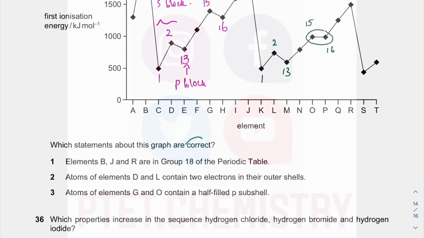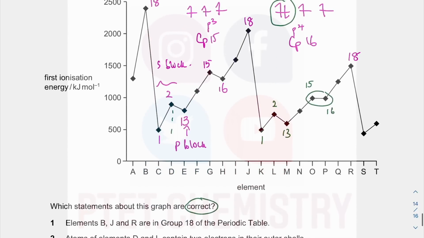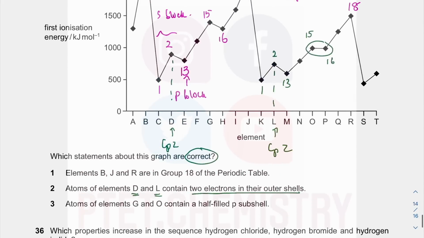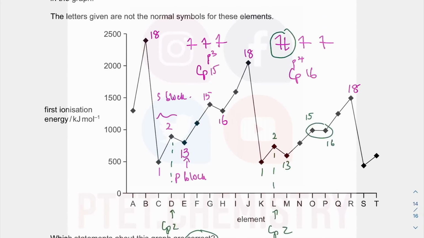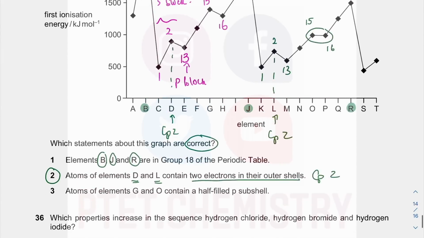Anyway, they're asking for which statements are correct. So D and L contain 2 electrons in the outer shell. Where is D? D is that, so D is indeed group 2, and L is indeed group 2 as well. So group 2 means they have 2 electrons in their outer shells. So 2 is correct. B, J, and R. B is group 18, J is group 18, R is group 18. So they're all noble gases.